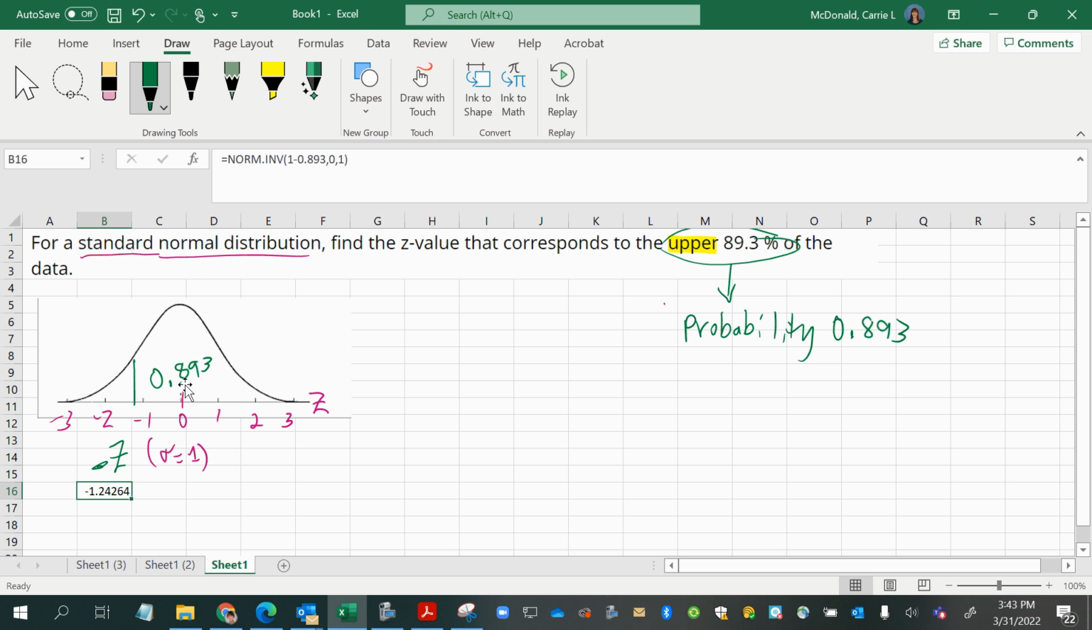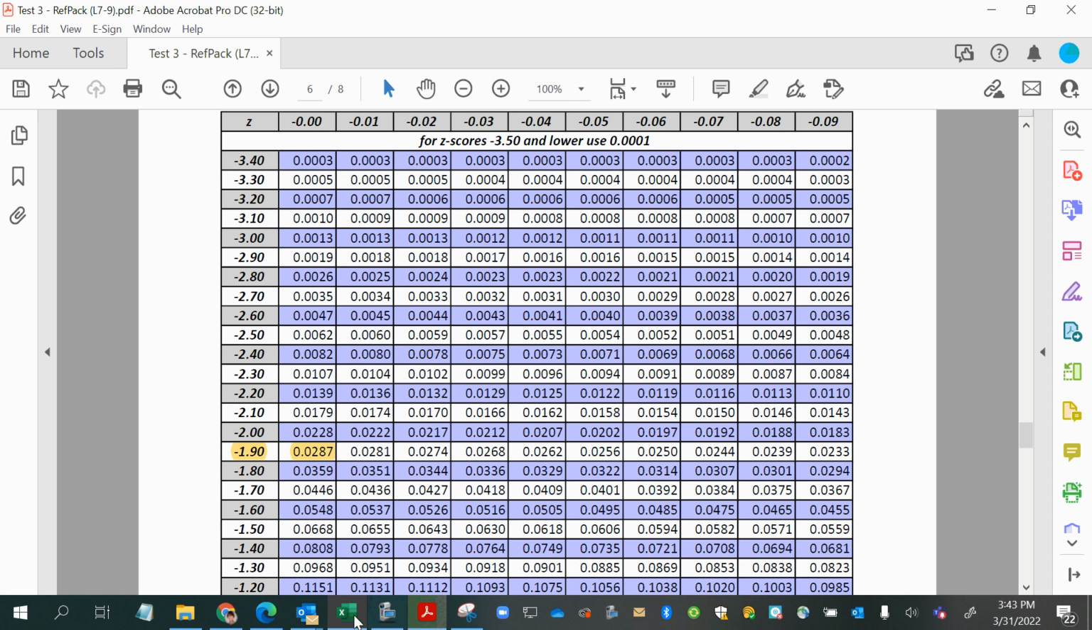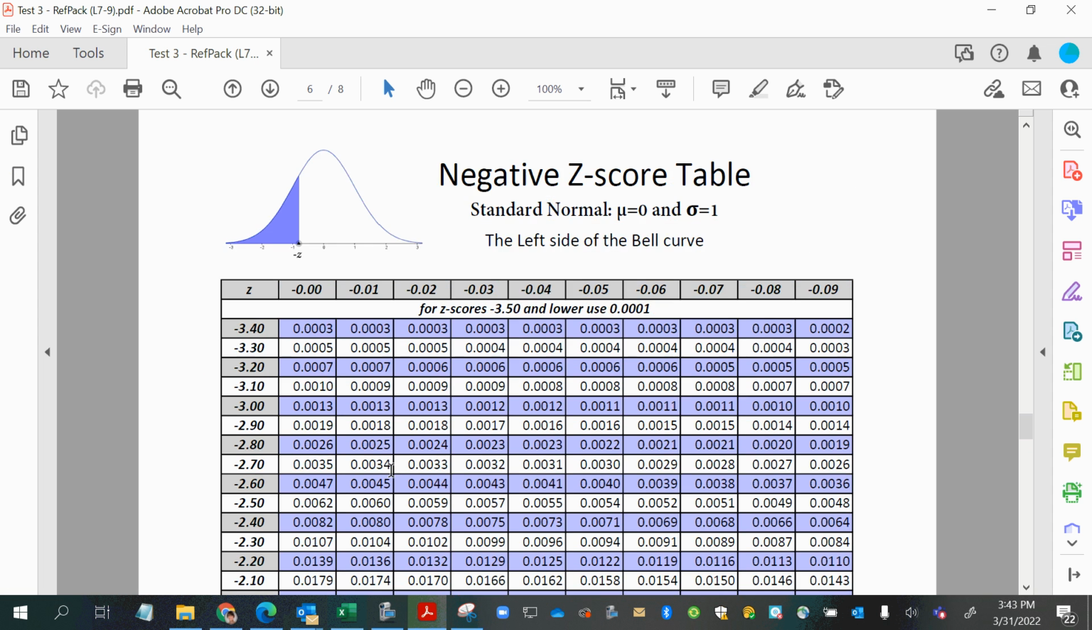You could also look up this area, or actually the left area, in the body of the z-table. And so what is 1 minus 0.893? Let's just do it over here. 1 minus 0.893 is 0.107. So I could look into my z-table, look up the middle, and look for that number 0.107.